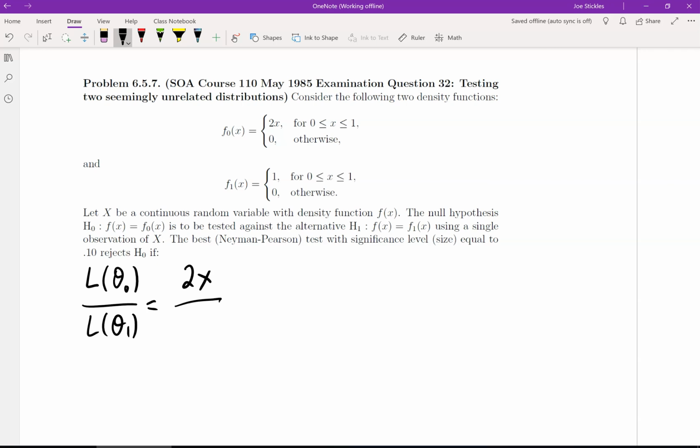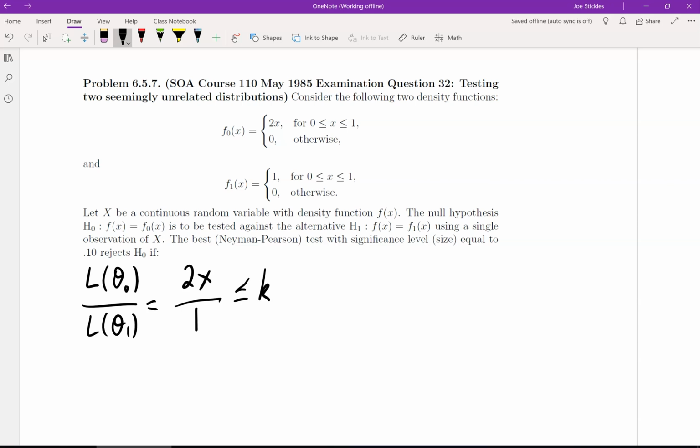Or if the alternative hypothesis is true, I would have 1 here. So that would be our likelihood ratio for this particular hypothesis test. We need this to be less than or equal to some positive constant. That's what the Neyman-Pearson lemma says: we have to show that this is less than or equal to some positive constant k to get at it.